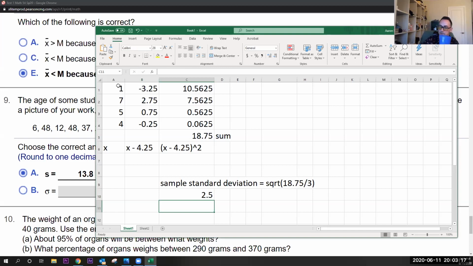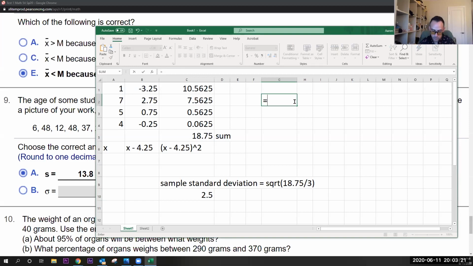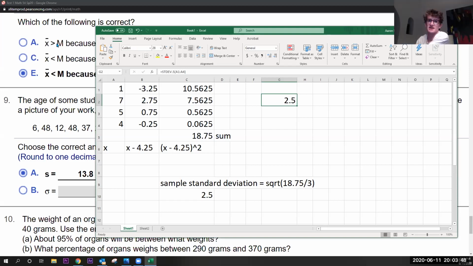If you go like this, you say equals standard deviation sample, and then you just go like this. It should give the answer 2.5. So 2.5 is correct, the sample standard deviation. So that's how you do that one. Should I talk more? You guys good with that one or what? Yeah, I think I'm good with that one.